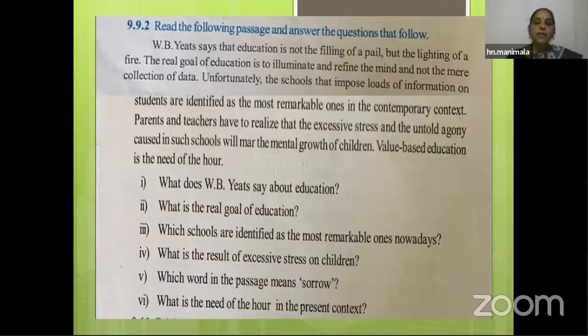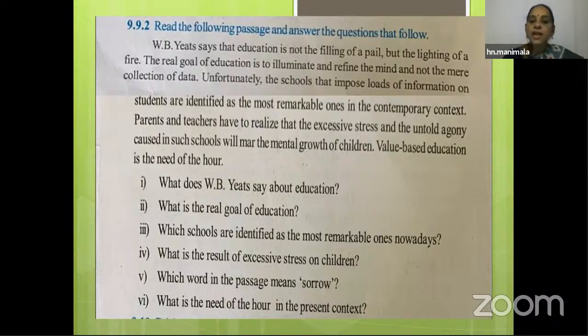What does W.B. Yeats say about education? What did he say? It is not the filling of first sentence. You can get the answer. But don't think that every first question will have a first sentence. Okay. So filling of a pail, but the lighting of a fire. What is the real goal of education? To illuminate and refine the minds. So you have to identify the answer here.